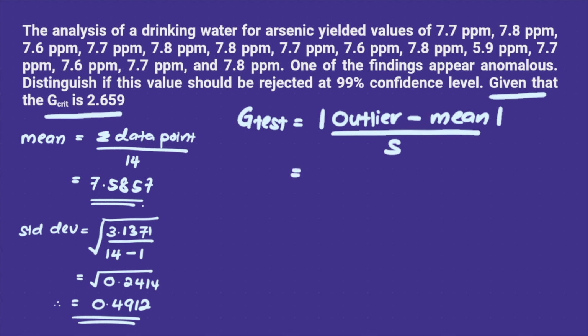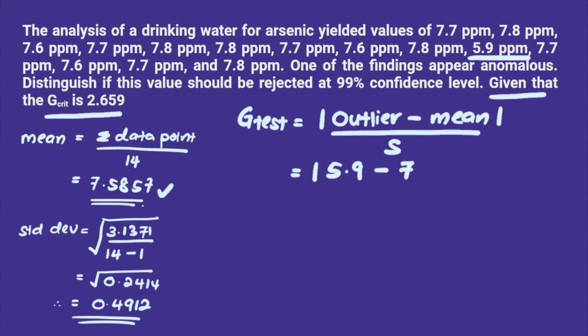So first and foremost, you need to find what your outlier is. An outlier is the number that is not close to any other numbers that appear in the data set. So in this question, 5.9 is apparently the outlier. So we can write 5.9 as the outlier.